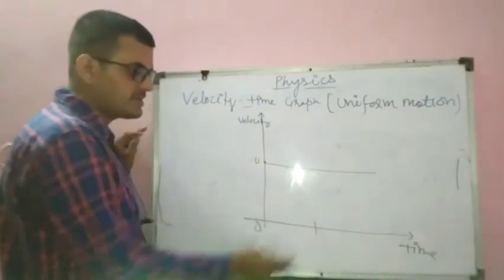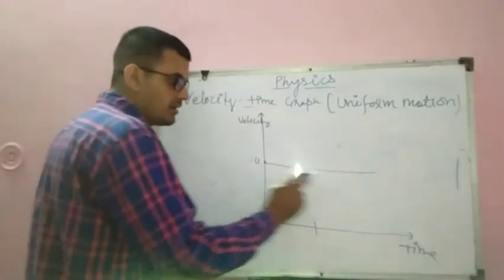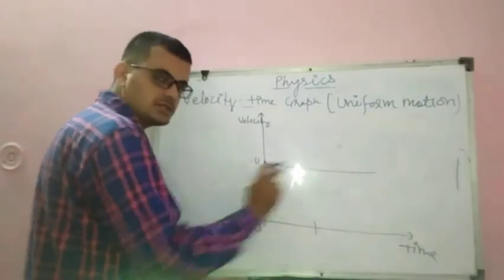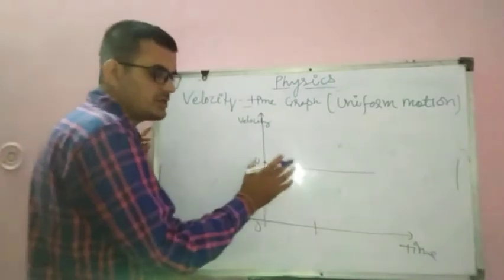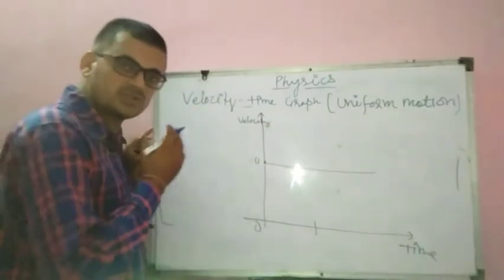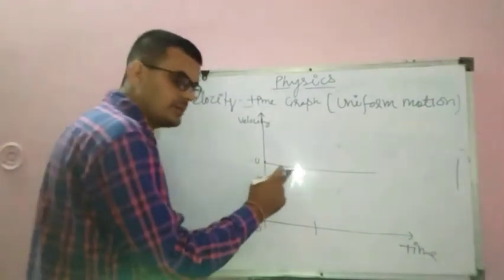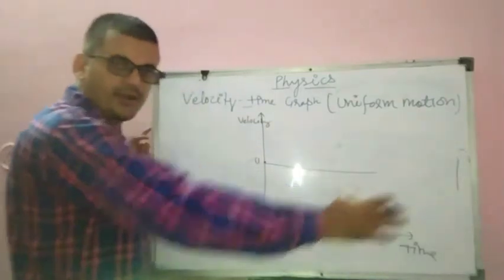Okay, this one is the x-axis, so we will get a straight line because this is uniform motion. You can say it is constant, so velocity will not change over the period of time.